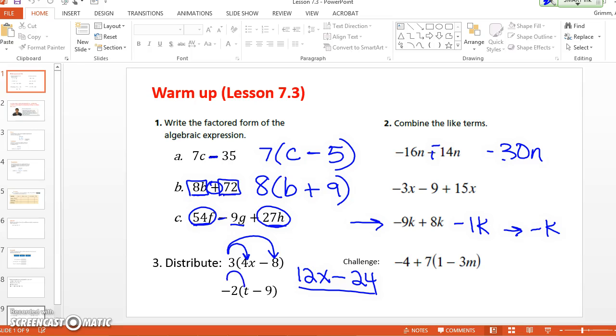Same thing. Negative 2 times t is negative 2t. You keep the subtraction sign. Negative 2 times 9 is negative 18. And this is where it has the subtract and negative, so smiley face trick. And because that is a plus plus, we just take it out and put in a plus sign. Okay, questions on any of that before I do the challenge one? Ezra? No? Good? Brandon?